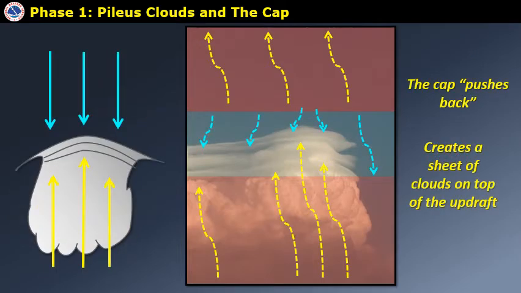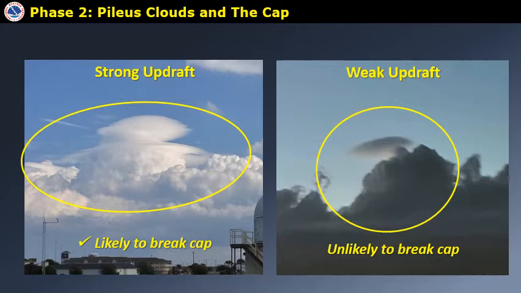Now, when the top of the thunderstorm updraft encounters the cap or this region of stable air, striated sheets of clouds develop on the top of the cumulus. Because the region is still largely stable, the upward motion associated with the updraft is met with a counteracting downward motion. Now, a strong, persistent updraft or pocket of updrafts will likely break a formidable cap as seen in the image here on the left. Now, the image on the right, however, this is a weaker updraft, and it is unlikely to breach the cap.